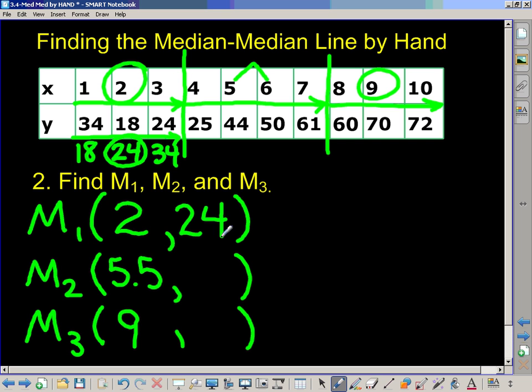Next, we're going to move from left to right and find the y coordinate that's in the middle for group 2. We want to make sure that they're in order, and they are 25, 44, 50, and 61. Now again, just like the x coordinate for group 2, we need to find the average of the two numbers in the middle, 44 and 50. The average of 44 and 50 is 47, so that's going to be our y coordinate for M2. Finally, point M3 will be the middle y coordinate in group 3. As we read from left to right, we are in order, 60, 70, and 72, so the middle y coordinate is 70.